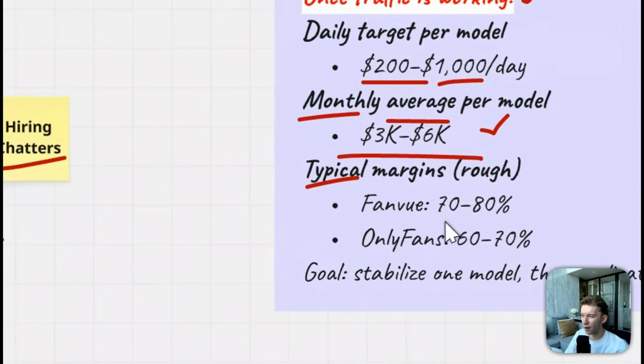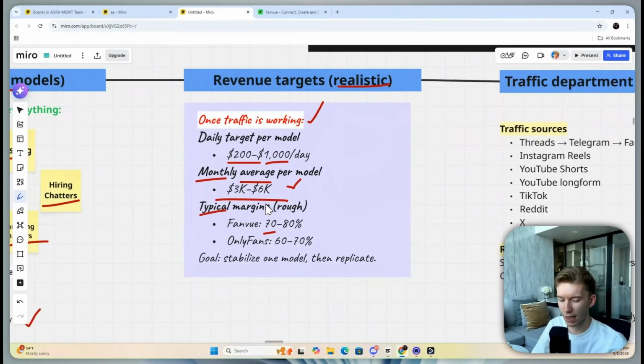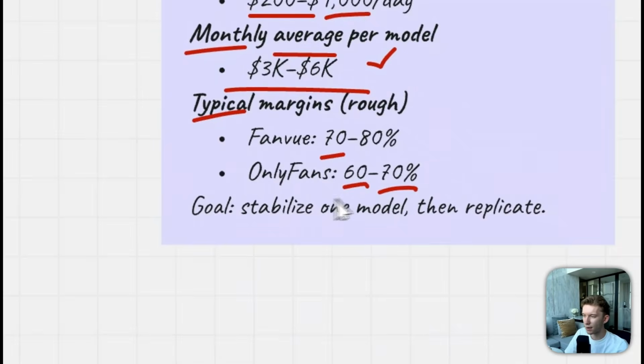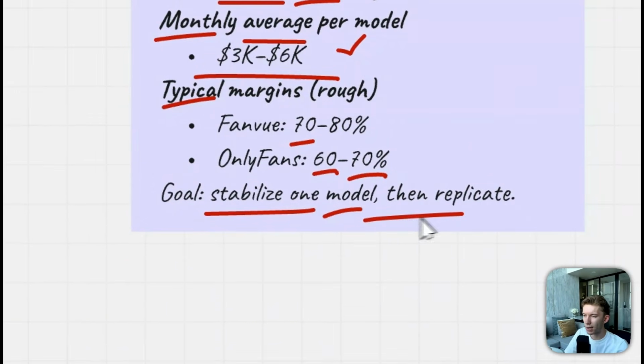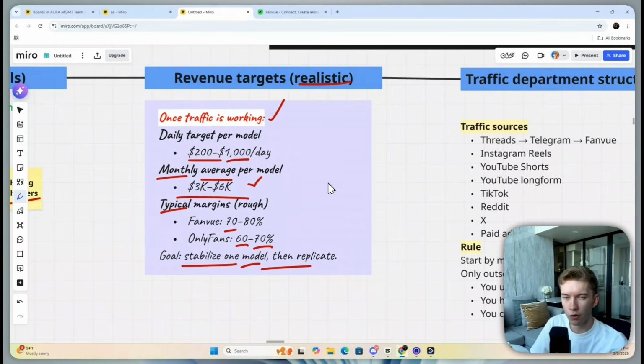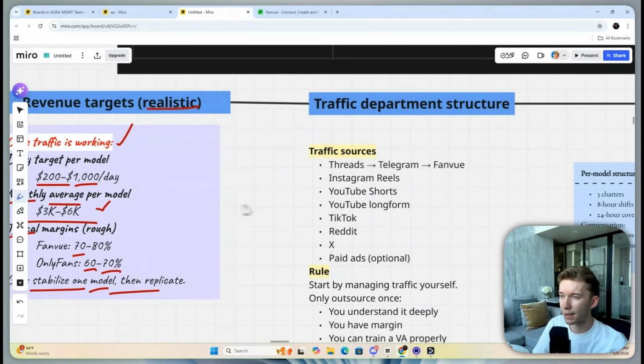And typical margins: FanView takes 20% of your revenue. And again, you're going to be using chatters, so maybe another 10%. So you're looking at a 70 to 80% profit margin on FanView, and on OnlyFans, you're looking at 60 to 70%, right? The goal is to stabilize one model and then just replicate it, right? If you get one model to 3K, 5K, do the exact same thing.